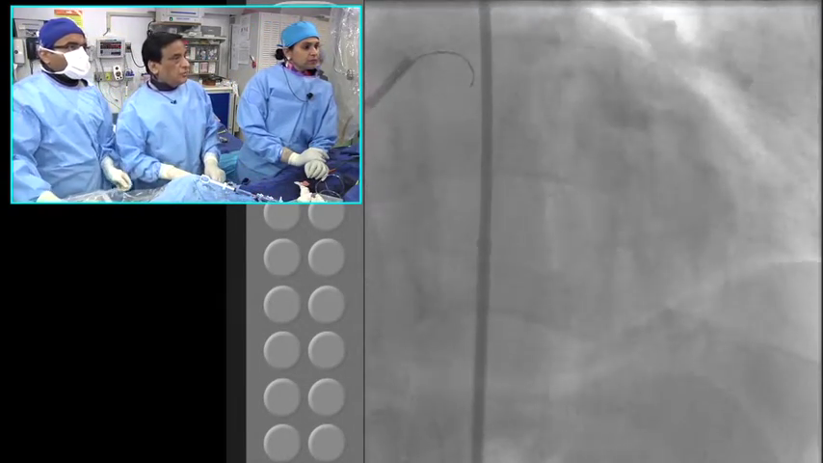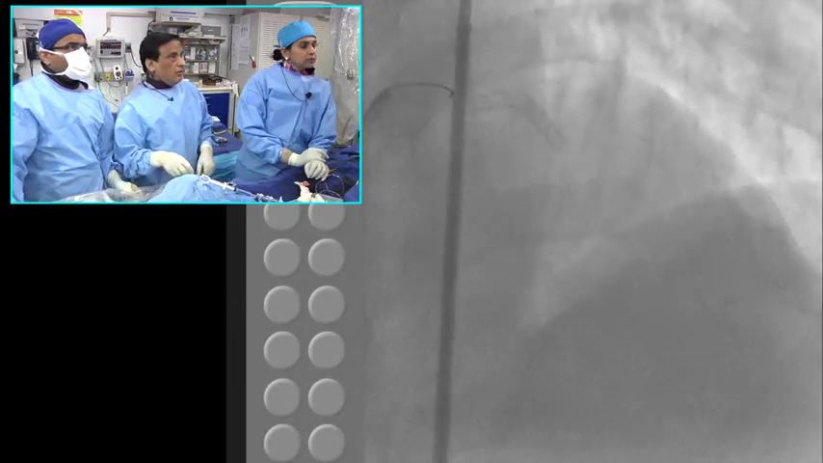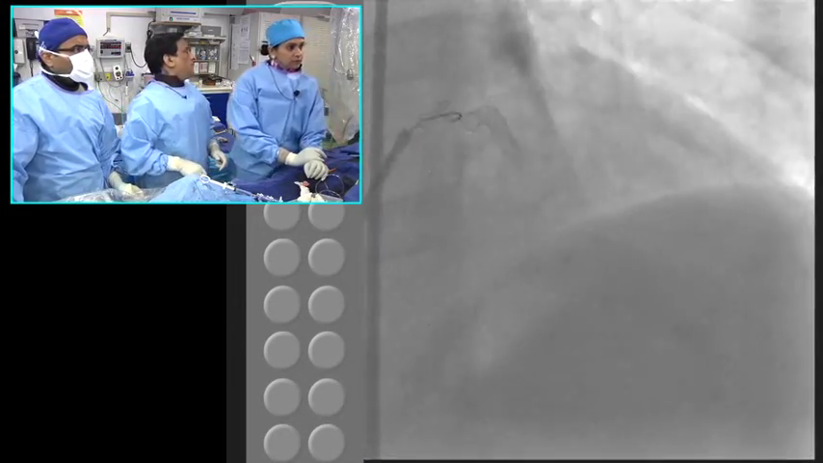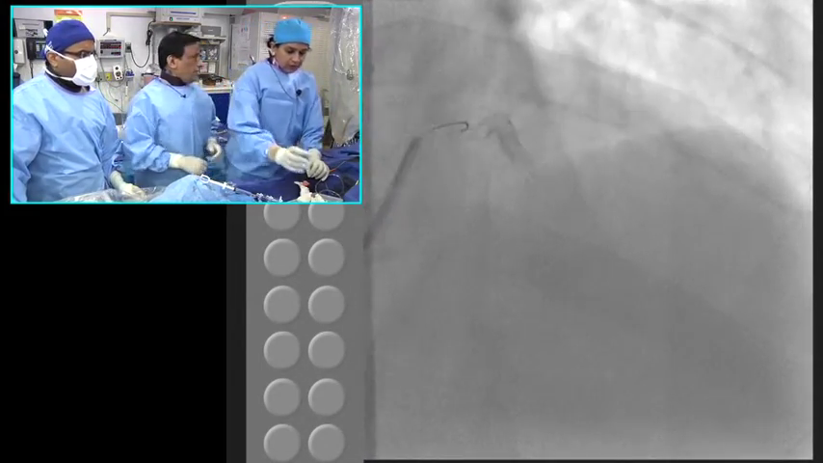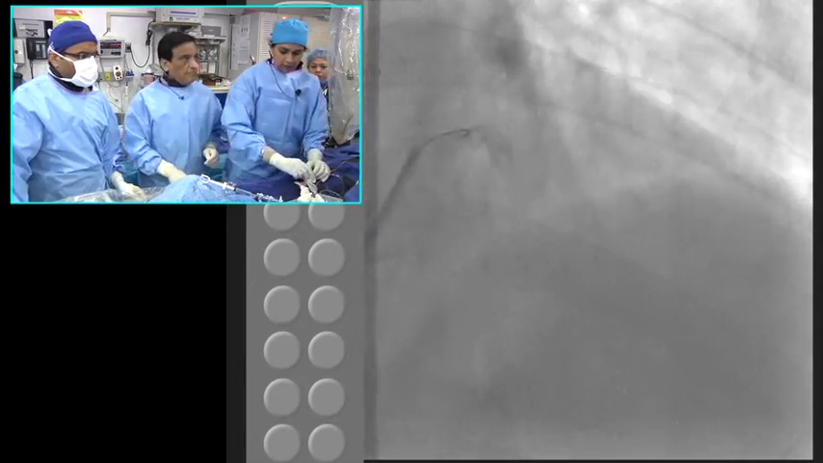But anyway, everything looks good. That small capillary branch of the OM1 will come back, in my opinion. We get a 2 bolus of integrilin. We'll see. Usually, yep.